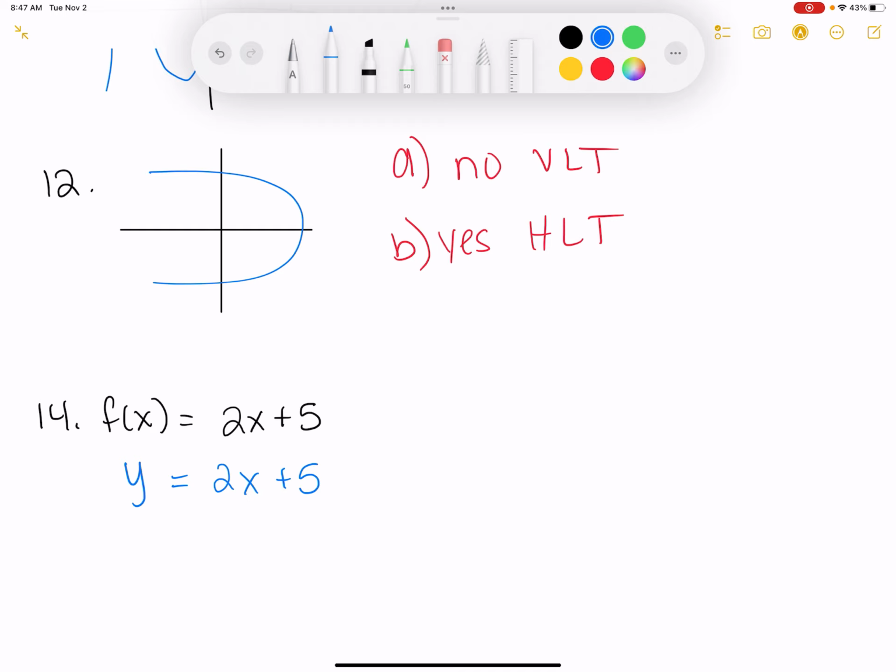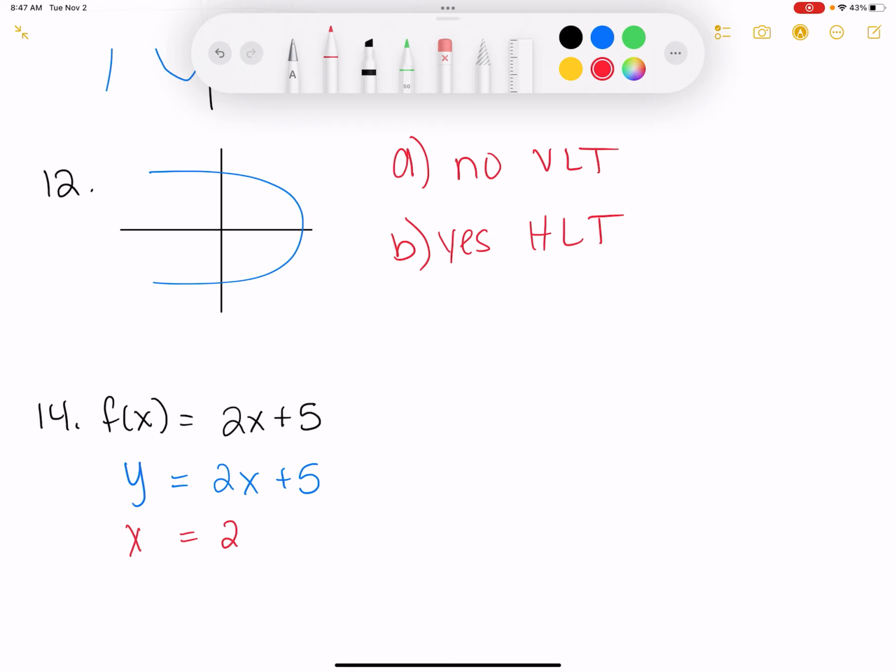Alright, so y is equal to 2x plus 5. Does anybody remember how I said you find an inverse? It may not have been written, but I probably said it. But I know that was a while ago, so if not, it's fine. It's been like 3 weeks. You swap x and y, and then solve for y.